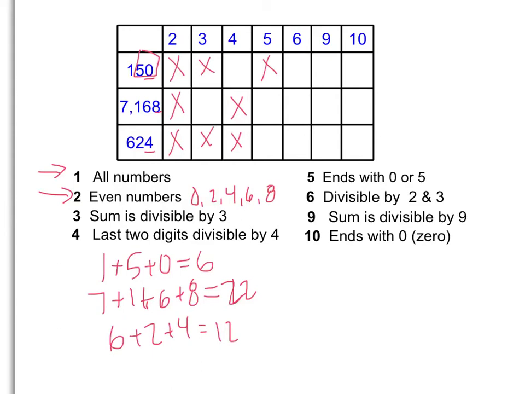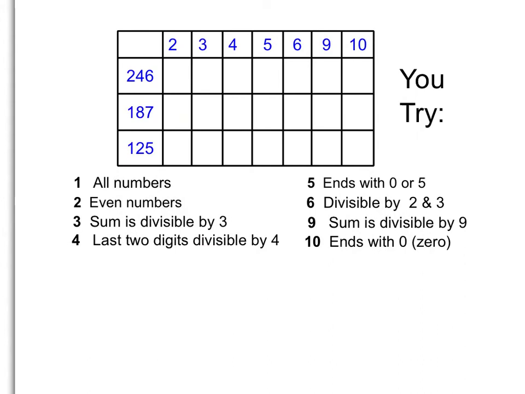Divisible by both 2 and 3? Well, I'm just going to look in these columns. This one it works for. This one it works for. The other one it doesn't. The sum is divisible by 9. This cannot divide by 9. This cannot divide by 9. And that cannot divide by 9. And lastly, ends with a 0. That's the only one. Pause the video and try these.